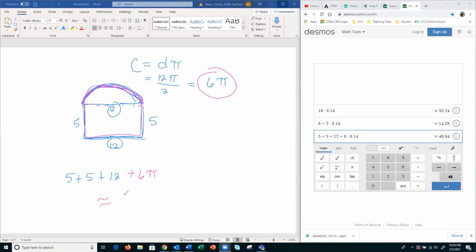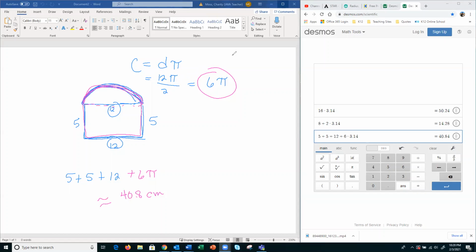So the final answer was 40.8. I forget which measurements we were using. We'll use centimeters. And again, we're working with perimeter, distance around something, so it's not squared. It's not an area. It's just the distance around. All right.